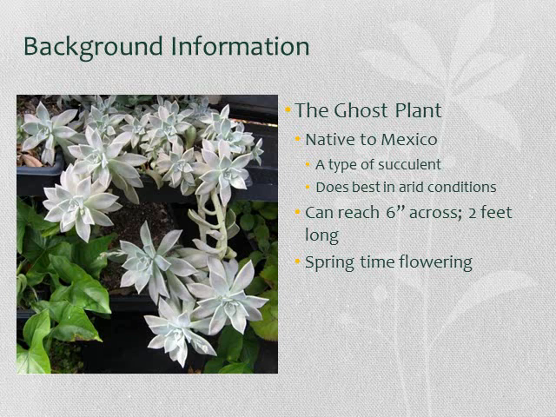The plant can reach 6 inches across and 2 feet long, and flowers come out in the spring. These flowers are star-shaped. The color of the flower actually changes based on growing sunlight conditions. Leaves are interesting in their own right. Their color actually varies like an opal rock, showing many different colors in different sunlights.